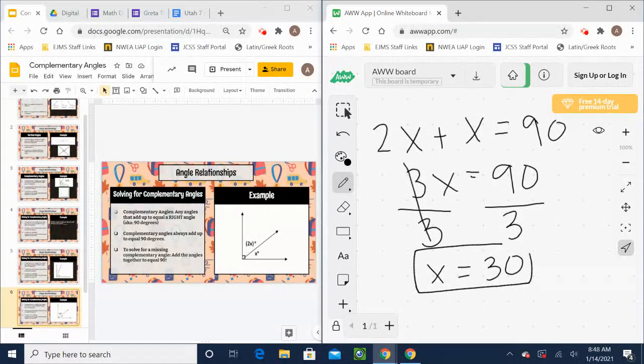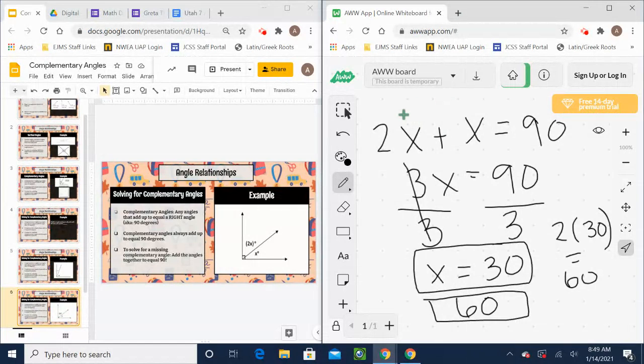But I've got another angle there that I also want to know the value of. Okay, so it would be 2 times x. So to figure out what that other angle is, that 2x, I'm going to take 2 times my value of x that I solved for. I'm going to plug it in, and that's going to give me 60. So my two angle values would be 60 and 30 degrees. And then you would be done with this problem.